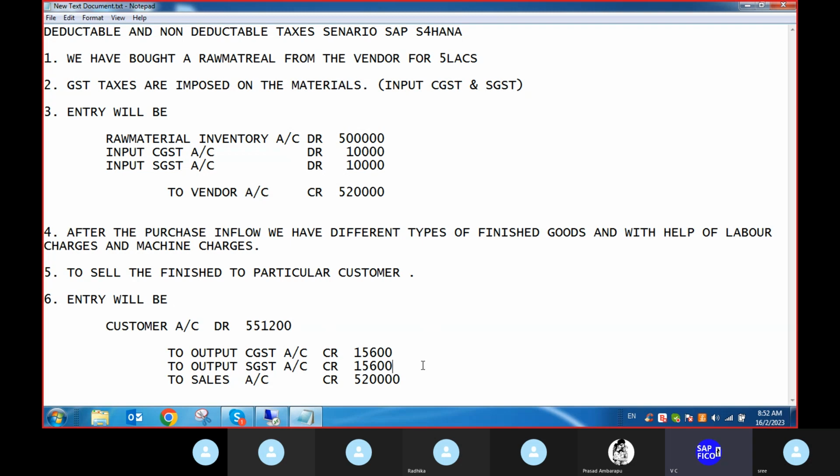So now you can just observe. You have bought the material from the vendor for 5,20,000 rupees, and using GST, CGST and SGST, 10,000 rupees and 10,000 rupees. And the customer has paid how much amount it will be? Suppose 15,600 and 15,600.